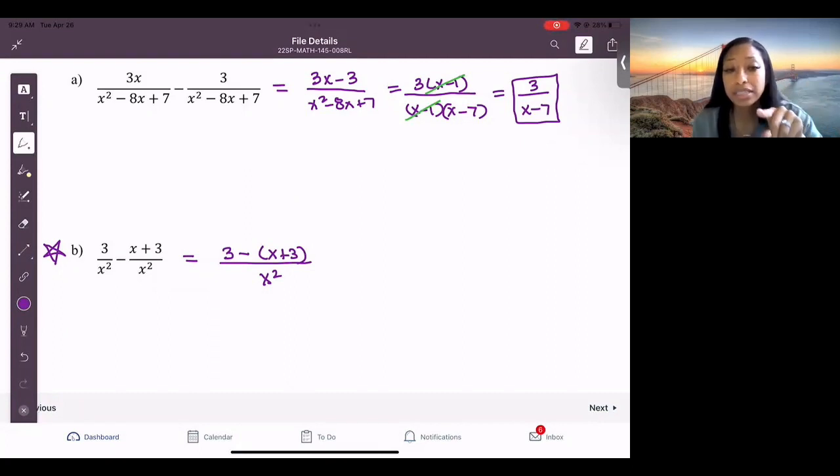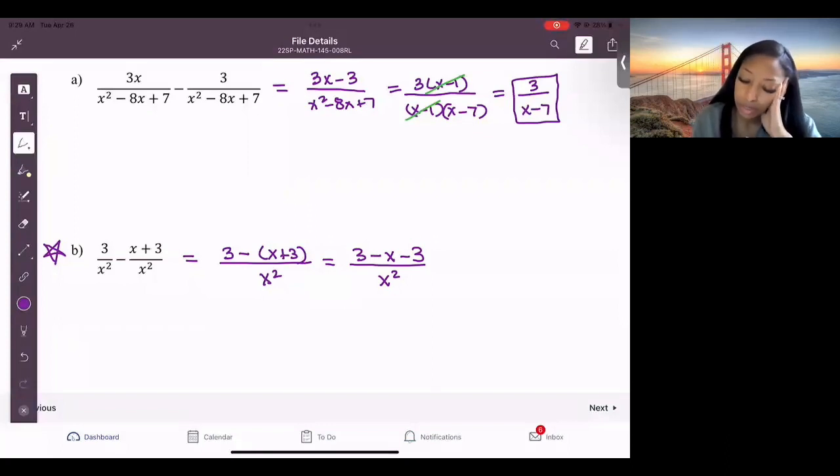We have to distribute that subtraction to each term in the second numerator. So this would be 3 minus x minus 3 over x squared. Again, we end up subtracting all of the terms in the second numerator. So instead of 3 minus x plus 3, it's 3 minus x minus 3. 3 minus 3 is 0, so those cancel. So we're left with negative x over x squared. And if we cancel an x from the numerator and denominator, it gives us negative 1 over x.